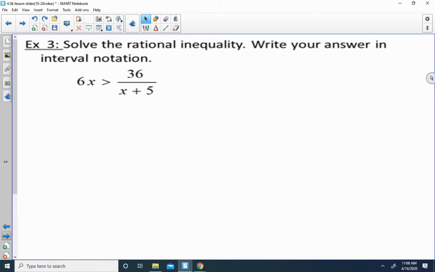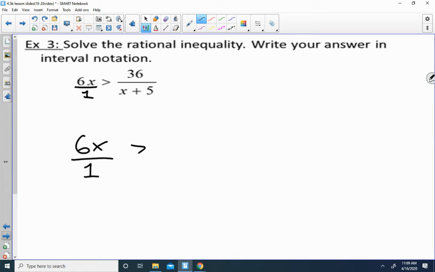So now this example looks a little bit different because, well, we're used to seeing one or two rational expressions. This one has a rational expression, but then a regular number. But the way you can fix it is you can actually rewrite 6x as 6x over 1. And then do what you need to do.